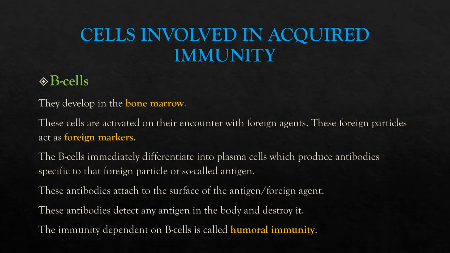These antibodies attach to the surface of the antigen or foreign agent. These antibodies detect any antigen in the body and destroy it. The immunity dependent on B cells is called humoral immunity.